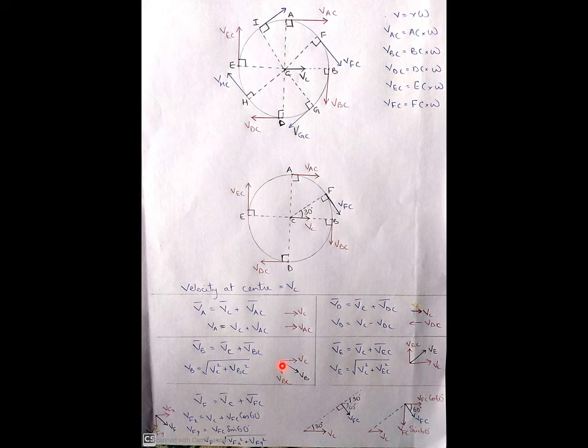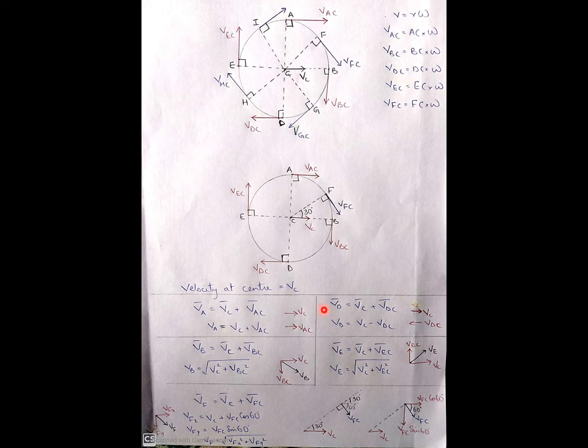Now what will be the velocity of B? It will be the resultant of these two things, just like what we have seen over here. Here velocity of A is the resultant of VC and VAC, which is addition. Here velocity of D is the resultant of VC and VDC, which is subtraction. Here VB is the resultant of these two values. So one is horizontal and one is vertical. How to find the resultant value? We have seen it in the first module. Resultant VB equal to root of VC square plus VBC square.